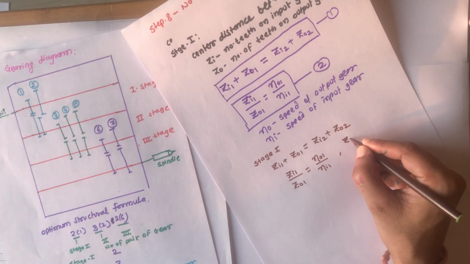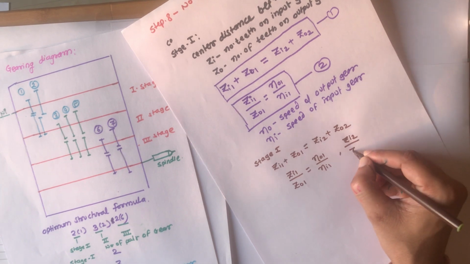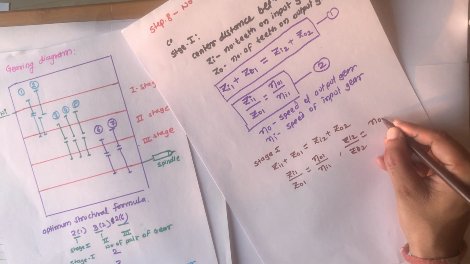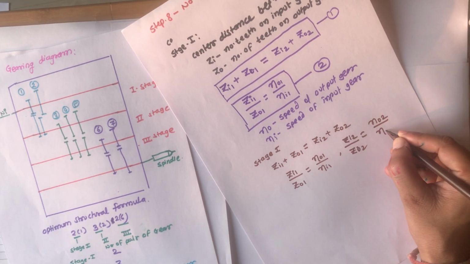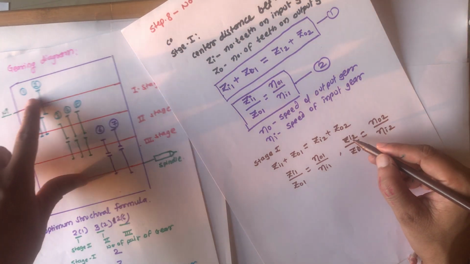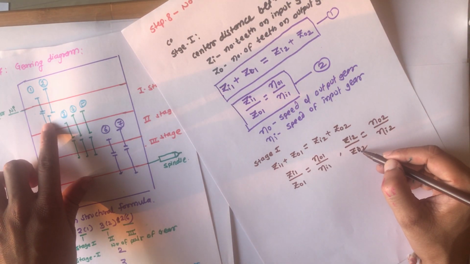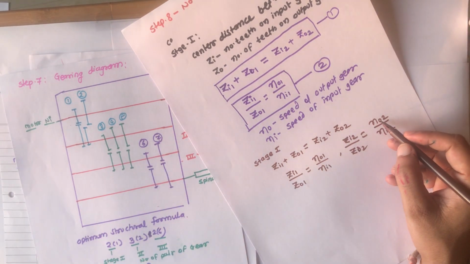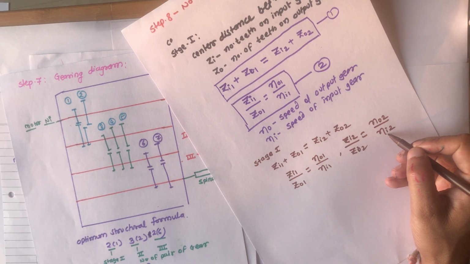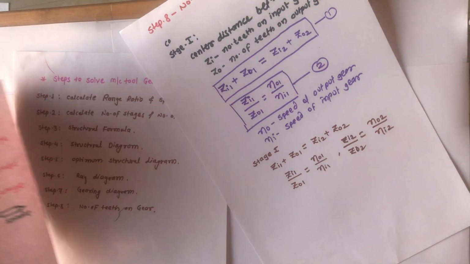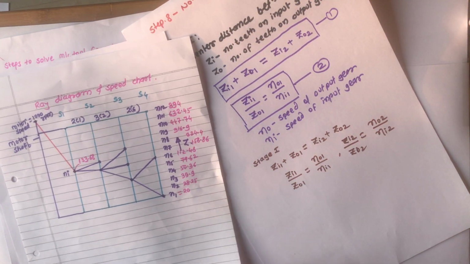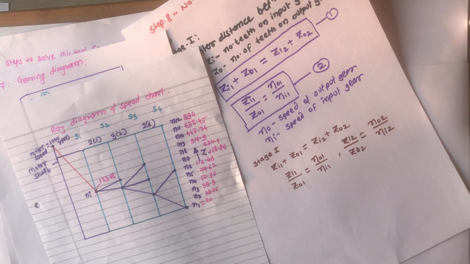Similarly, ZI2 upon ZO2 is equal to NO2 upon NI2, that is the number of teeth on the input of the second gear upon the number of teeth on the output of the second gear. This is the speed of the output of the second gear upon the speed of the input of the second gear. So we need the structural formula for this.